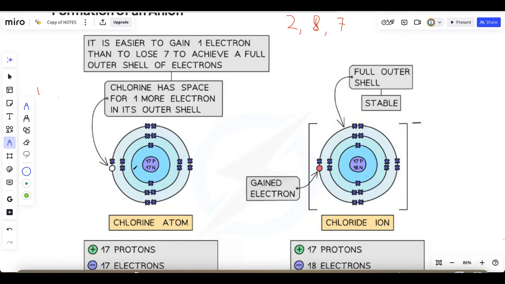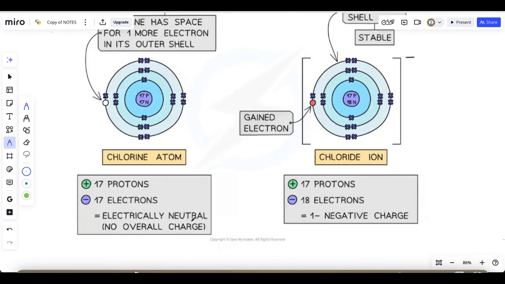The first shell takes a maximum of 2 electrons, the second shell takes 8 electrons, and the third shell takes 7 electrons. So that's the chlorine atom. The number of protons is 17, which is positive.